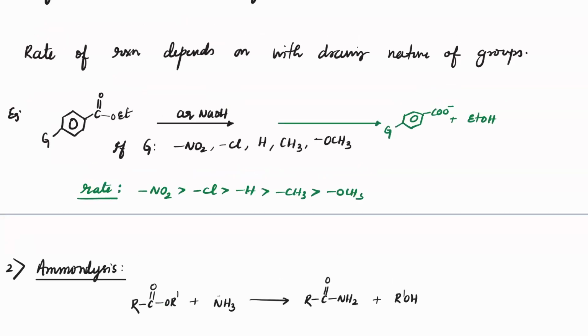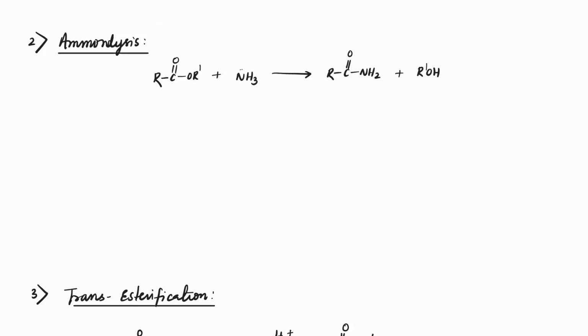Okay. Next, the next reaction is ammonolysis. We can notice that ammonia can actually replace this RO minus easily because ammonia is a relatively stronger base compared to it. In fact, the product formation is amide. Amide is a very stable product compared to esters. That's the reason why ammonia can be deployed here and remove RO minus.